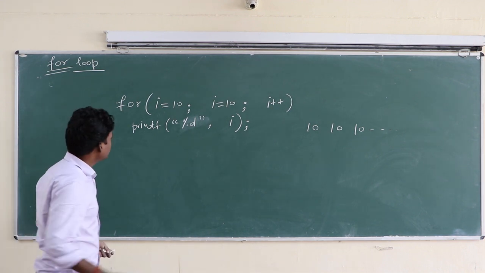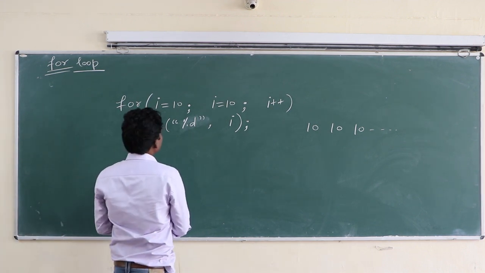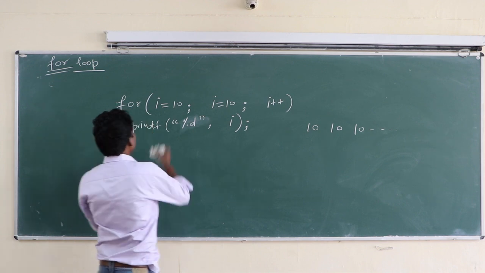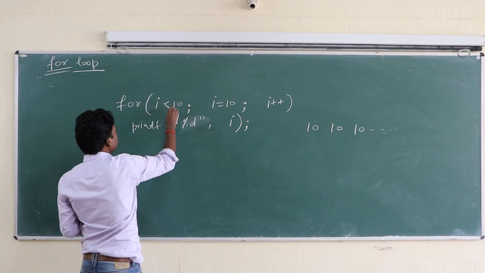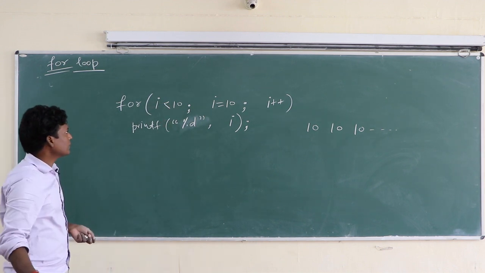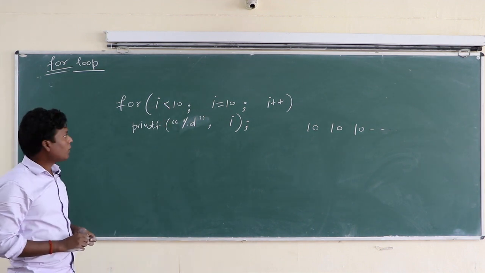So there are some changes here. Class, suppose I is less than 10. What will be the output?